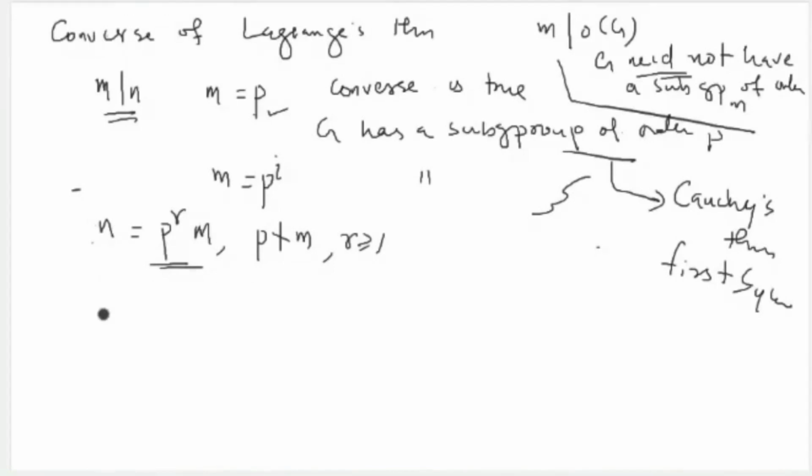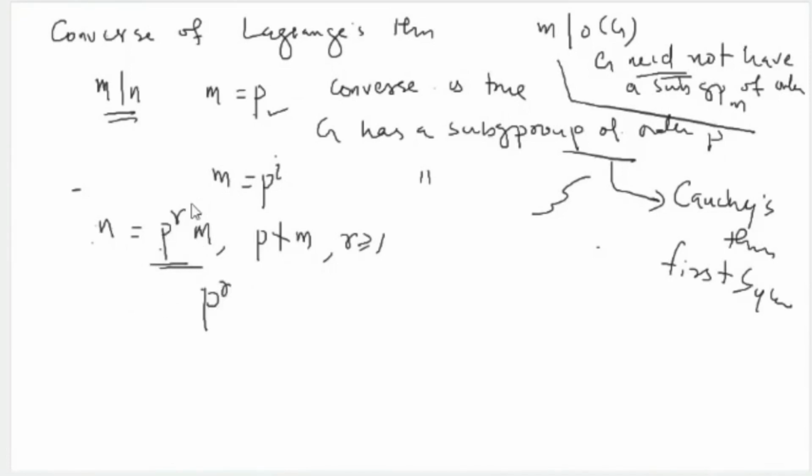That happens. Maybe p square divides n, but p cube does not divide n. So r is 2 in that case. Then this group has subgroups of order p, p square, up to p raised to r. Now, what is the subgroup of order p raised to r?